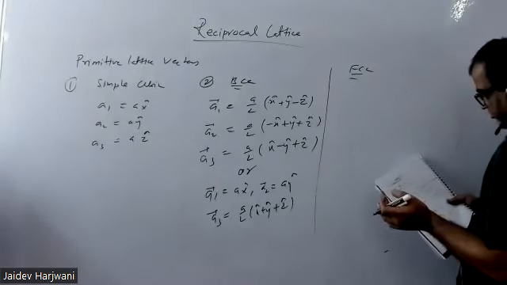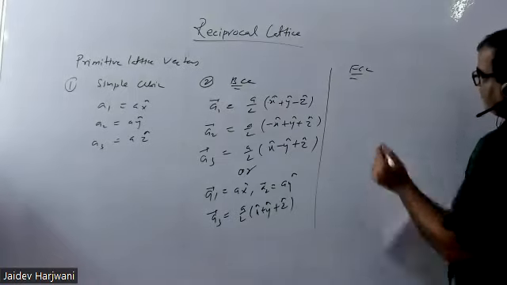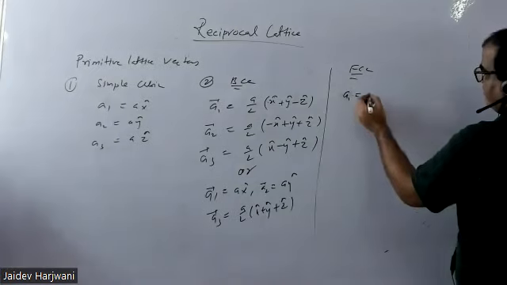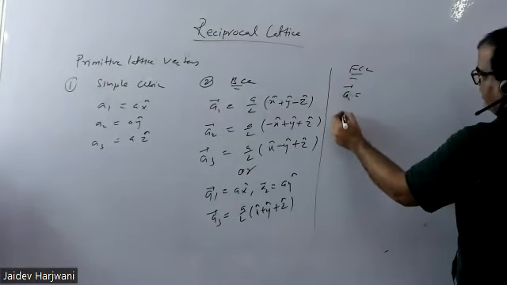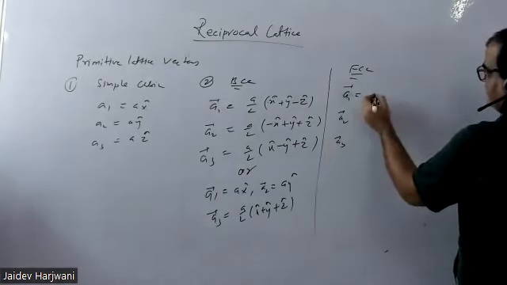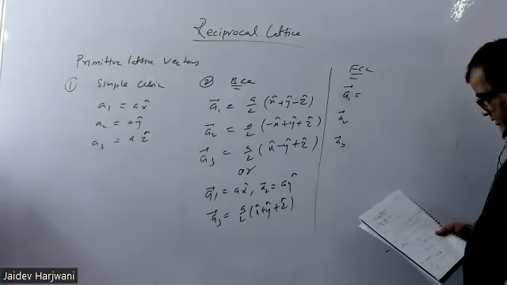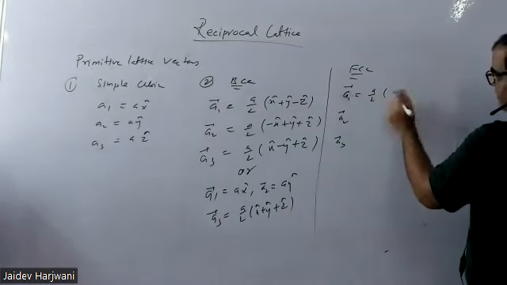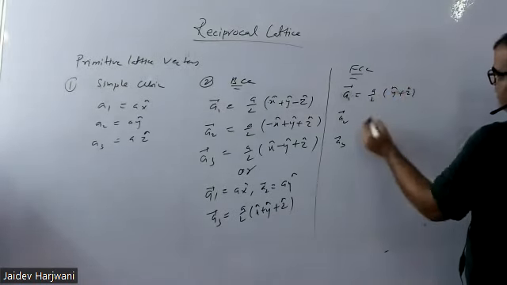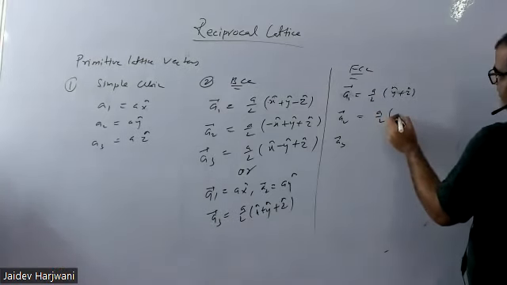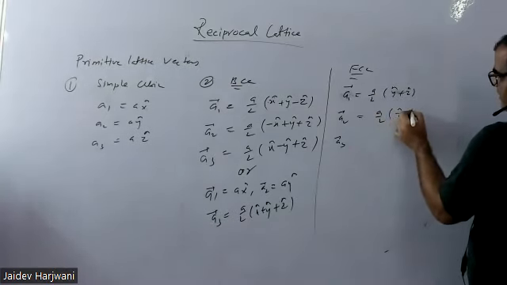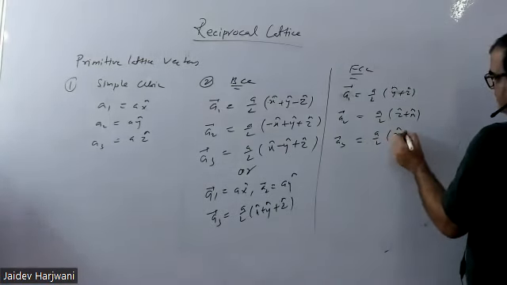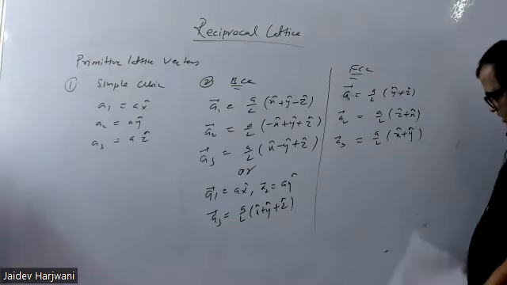Now if you write for FCC, what will come? a1, a2, a3, what is the value? a1 = a/2 (ŷ + ẑ), then a2 = a/2 (ẑ + x̂), and a3 = a/2 (x̂ + ŷ). These are for FCC.